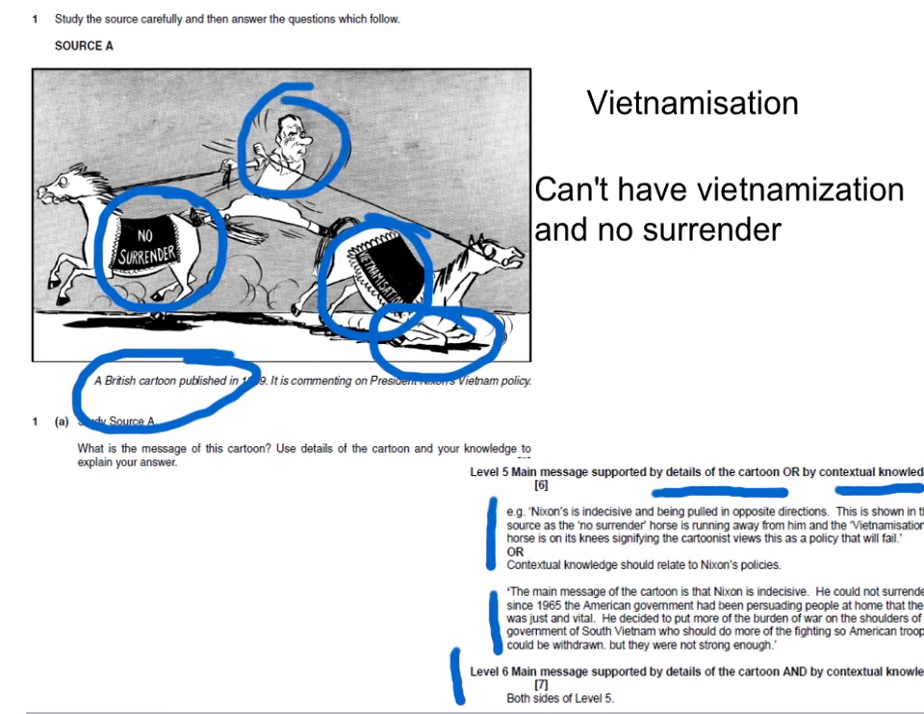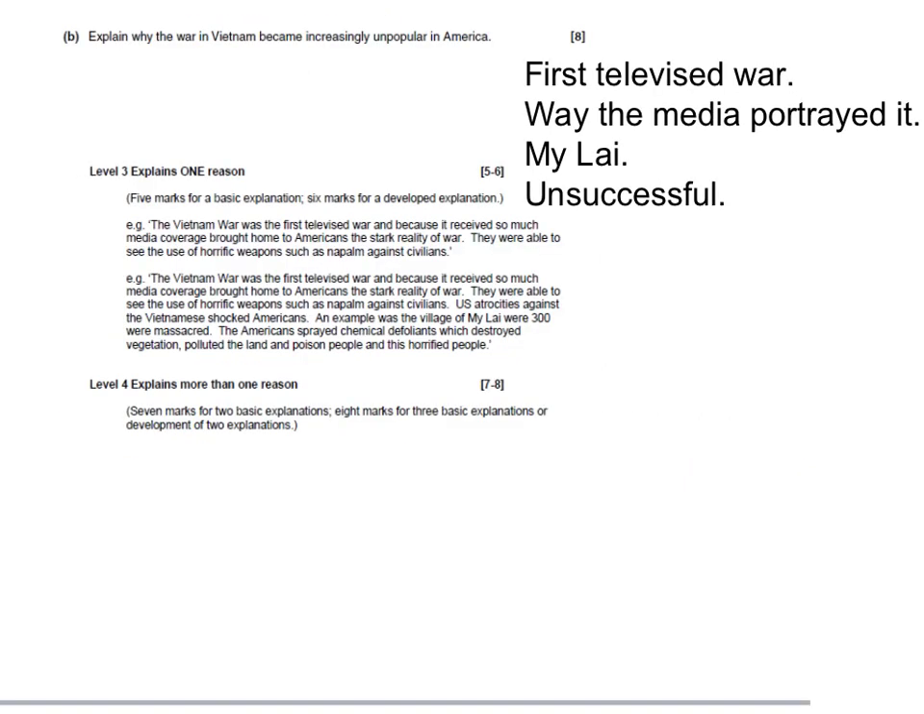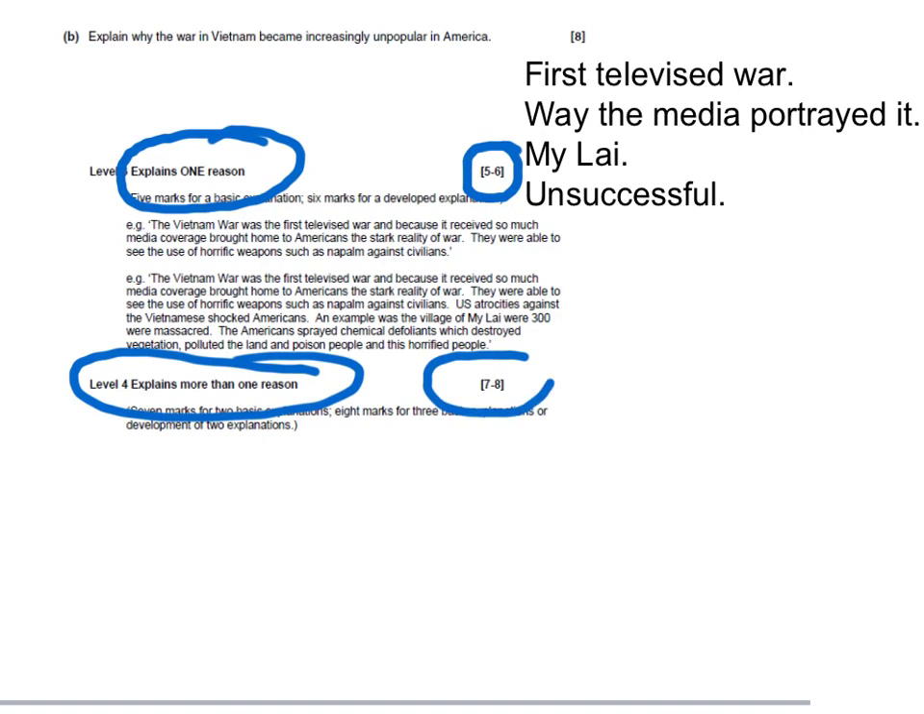Okay, this next question for 8 marks deals with why the Vietnam War became increasingly unpopular in America. Like all of these types of explain questions, we're looking to explain more than one reason, 2 or 3 reasons. In this case, one reason well explained will get you 5 to 6 depending on how well explained it is, and more than one reason will get you 7 or 8. 8 marks for 3 explained more briefly, or 2 very developed answers. So that's what we're after.